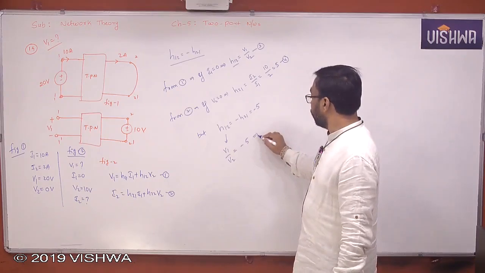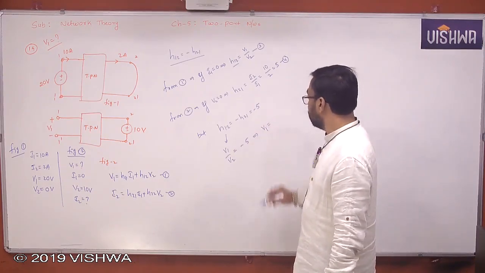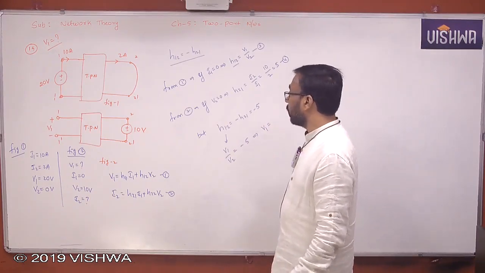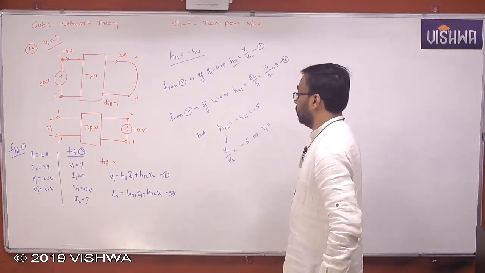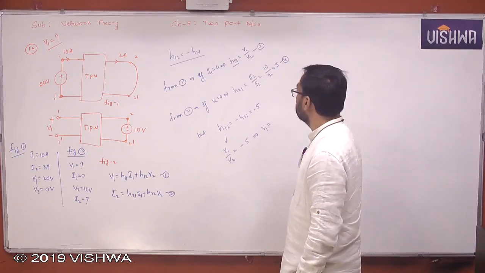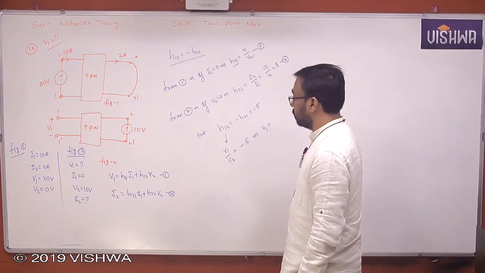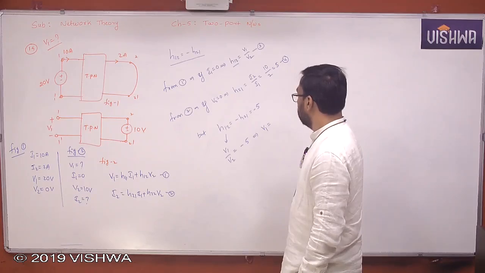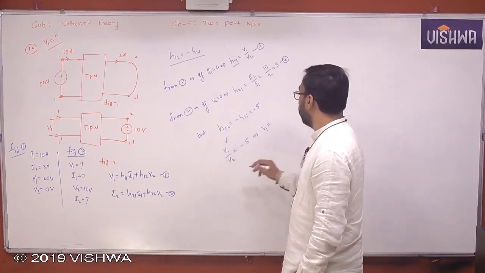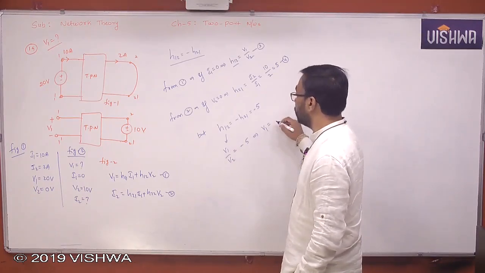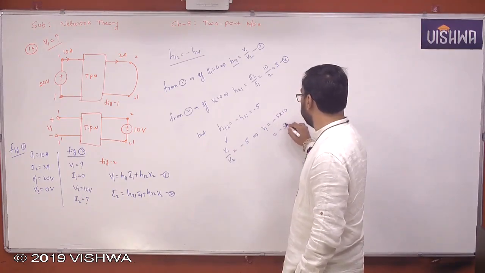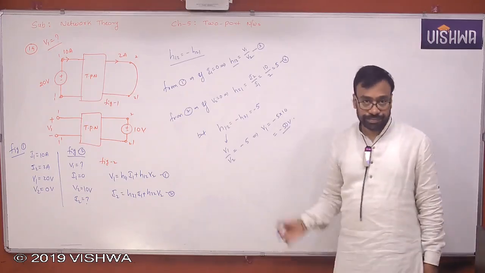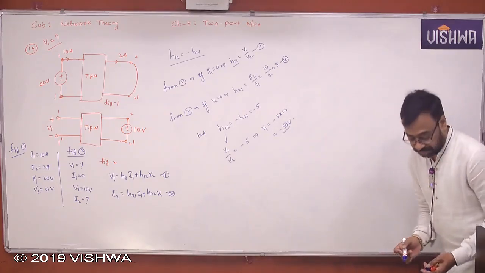From this, you find V1. What is V1 by V2? Minus 5. Then you find V1: minus 5 into 10, that is minus 50 volts. Please note down that.